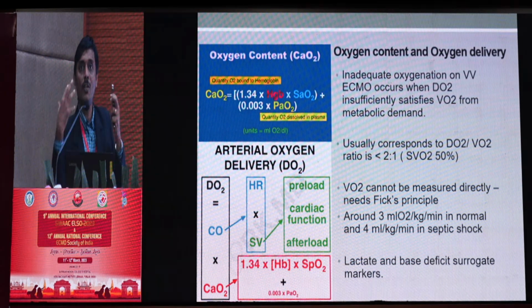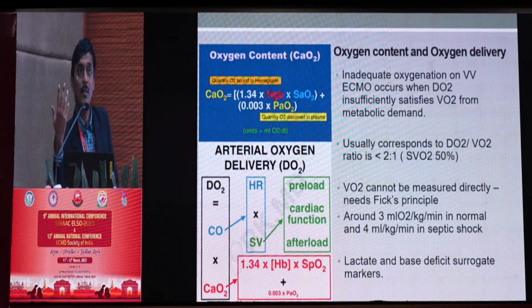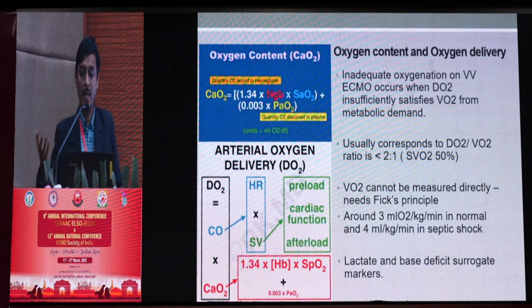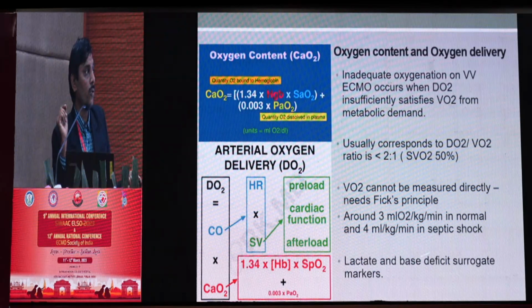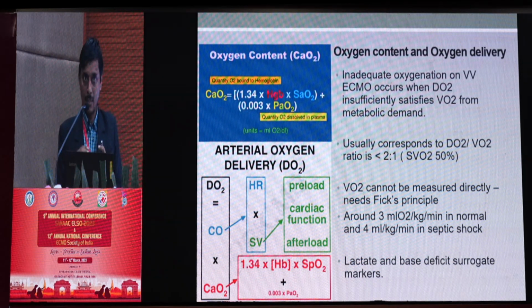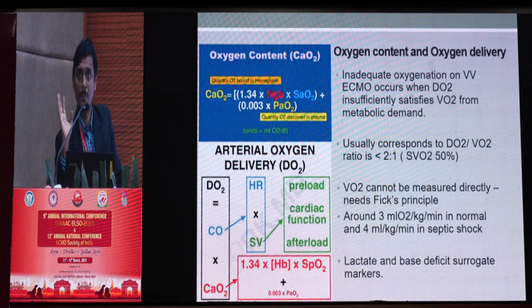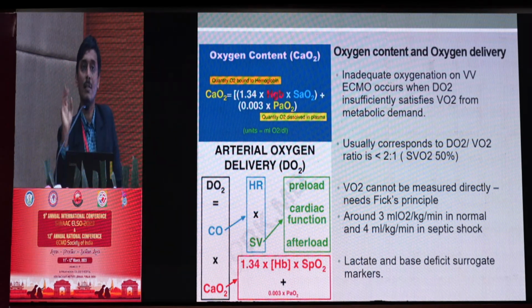So when you cannot measure VO2 directly by the bedside, you either do a calculation that is based on, say, normal acceptance, or you look at surrogate markers, right? So again, I'm trying to make this complex physiology a bit simpler. The point I'm trying to make here is DO2 by VO2 ratio is a good yardstick of poor oxygenation for a patient on VV ECMO, but there are certain limitations to measuring it.